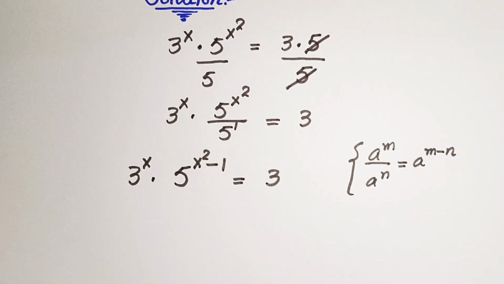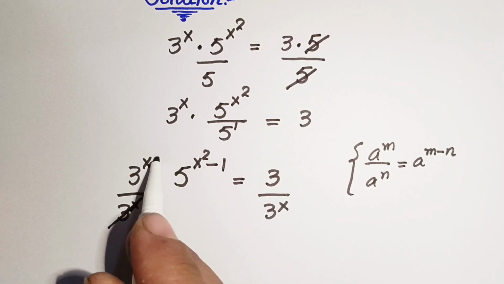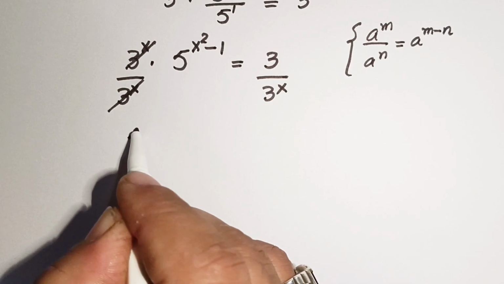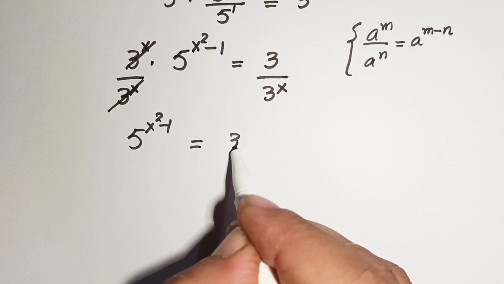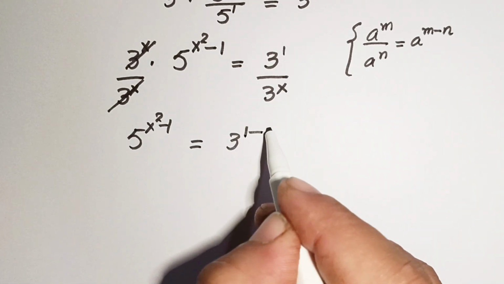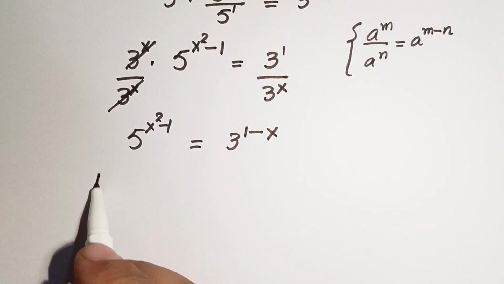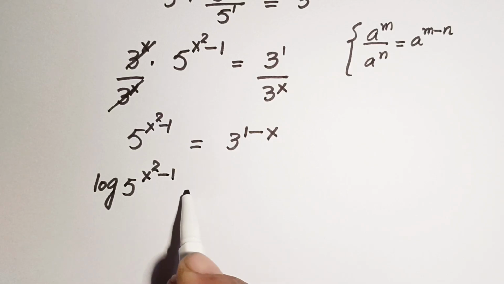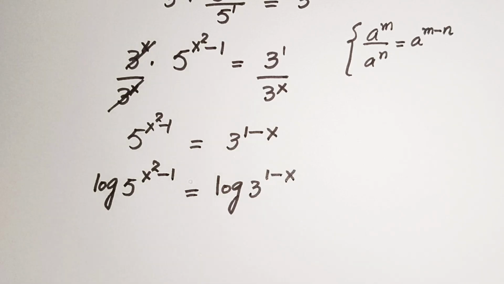Now if we divide by 3 to the power x on both sides, it will be cancelled. Now 5 to the power x squared minus 1 is equal to, using the same property, since the power is 1, 1 minus x. Now if we take log on both sides, we have log 5 to the power x squared minus 1 is equal to log 3 to the power 1 minus x.